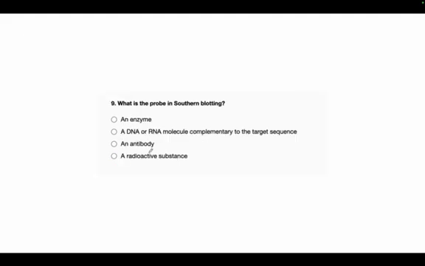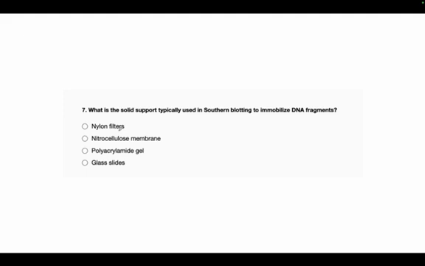What is the probe in southern blotting? The probe in southern blotting is a DNA or RNA molecule complementary to the target sequence, which will bind to our DNA. What is the solid support typically used in southern blotting? This is typically a nitrocellulose filter.